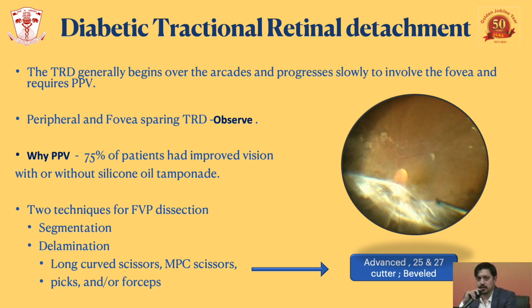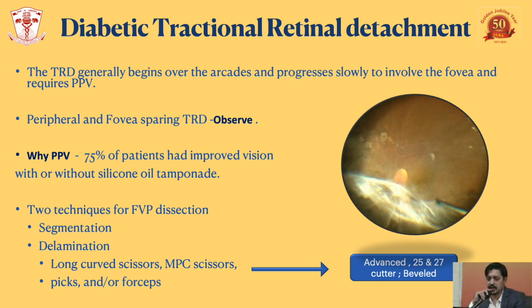Now we are going to talk about another sequela, that is diabetic traction retinal detachment. TRD generally begins over and progresses over the arcades. So if there is a TRD which is not moving towards the fovea or is away from the fovea, observe. And if it is involving the fovea, we treat that TRD by doing FVP dissection, because fibrovascular proliferation is what is causing the tractional retinal detachment.